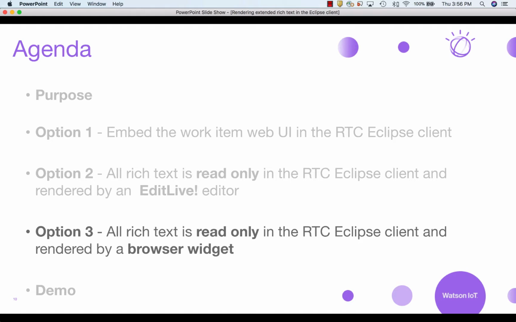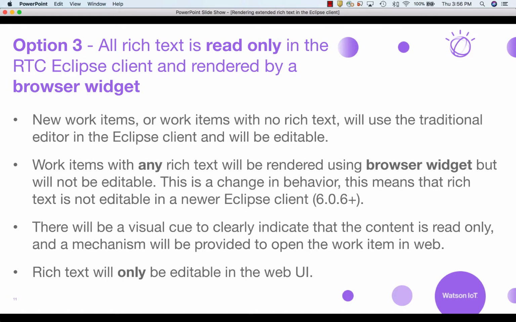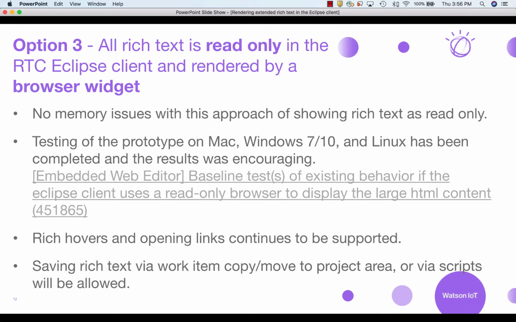We make all rich text content read only in RTC Eclipse client and render it using a browser widget. This is very similar to the previous approach, except instead of using the rich text editor to render the read-only content, we use the browser widget. So with this approach, there are no memory issues. It works on all the supported platforms for RTC. Rich hovers, links works as expected. You can save rich text items using script or copy move or extracting work item from an existing work item which has rich text.